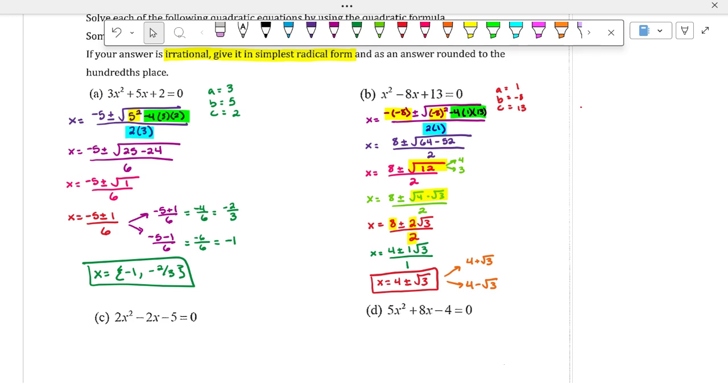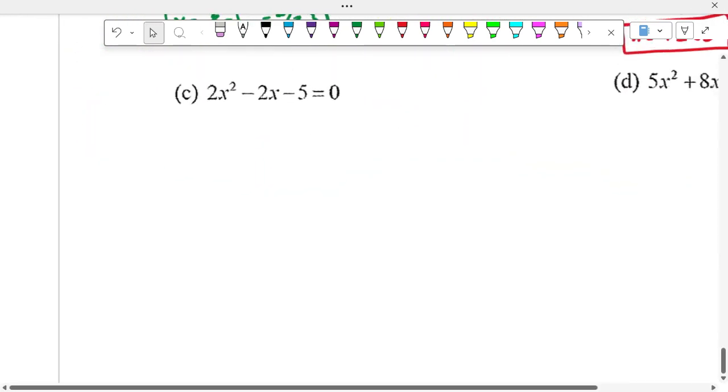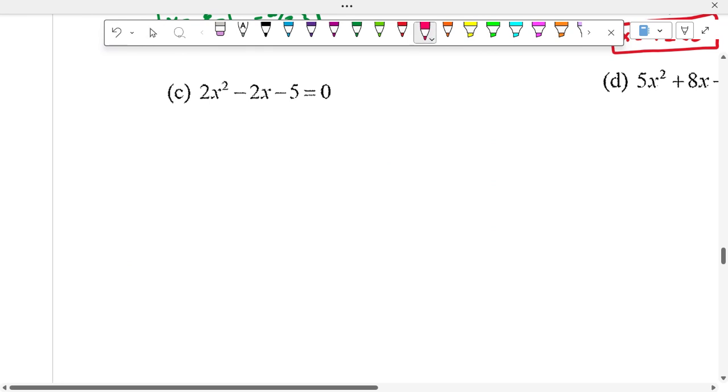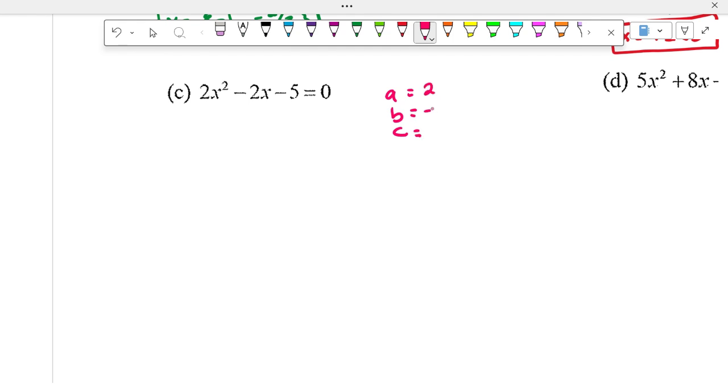All right, guys. Let's go over this together. First off, I need to figure out A, B, and C. So what's my A? B? C? Good. So I'm going to go ahead and put it in the formula. X equals negative times negative 2 plus or minus the square root of negative 2 squared. Make sure you put that negative 2 in parentheses when you square. Minus 4 times 2 times negative 5. All over 2 times 2.